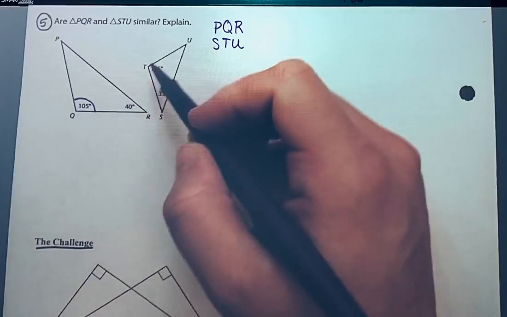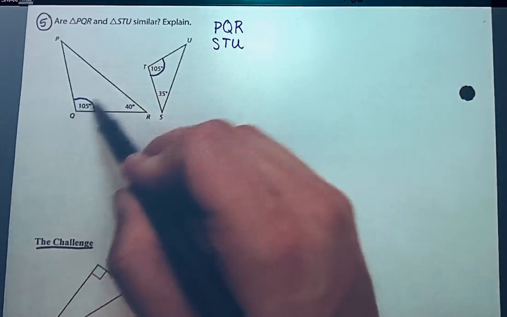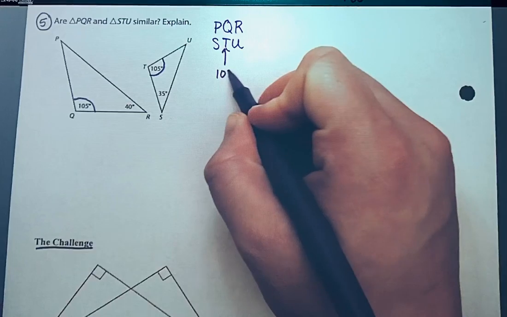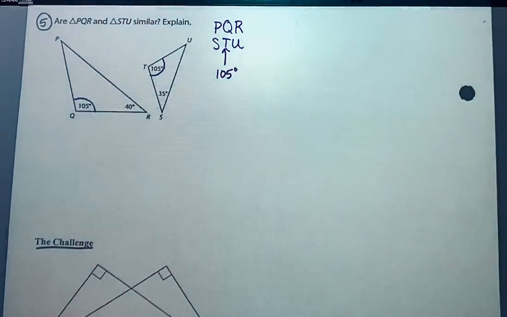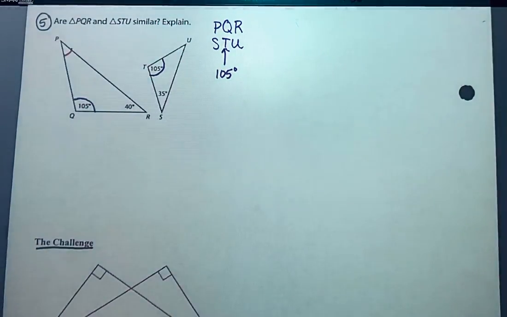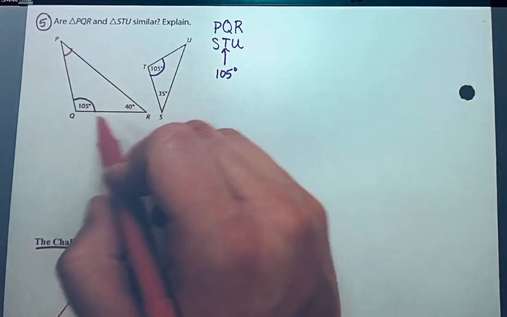First thing I see is Q and T. That's 105 degrees. So far we're on the right track. Q and T actually match up, and they're both 105 degrees. Next, I need to find the missing angle P here and the missing angle U. So let's focus on this triangle first.